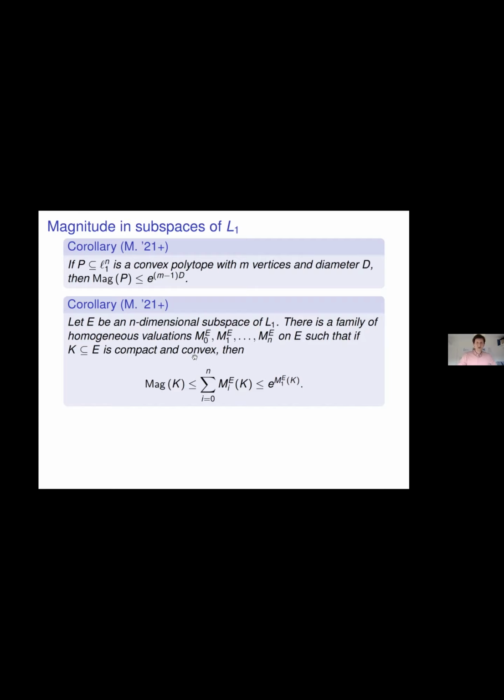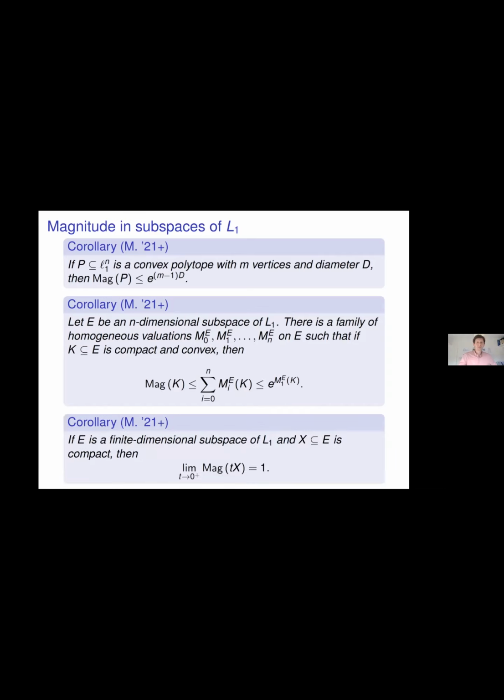such that I get an upper bound in terms of these things. And so I think this is some kind of hint that these valuations that show up are something that deserve to be called intrinsic volumes in this arbitrary subspace E, but this is very much work still in progress, so I don't have a whole lot to back up that assertion yet.